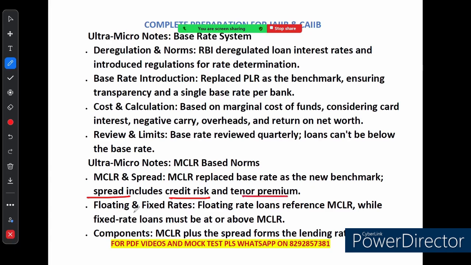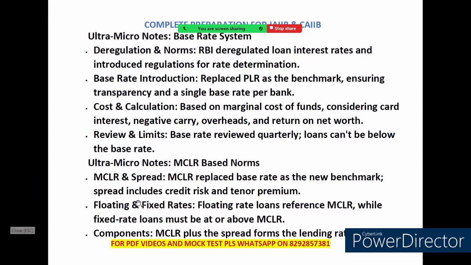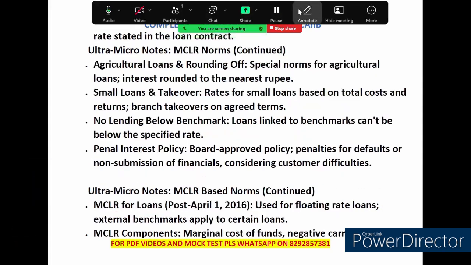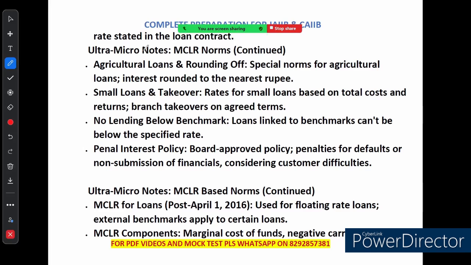And now there are two kinds of rate. One is called floating rate, another is called fixed rate. A loan with a floating rate follows MCLR, the reference is MCLR, while a fixed rate loan must be at or above MCLR. Right, and the bank adjusts it every month. One thing you have to keep in mind is the frequency of adjusting. Let's move to the next slide. It is adjusted every month, right.